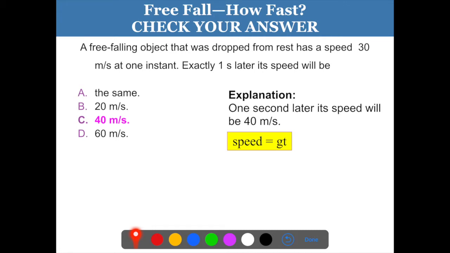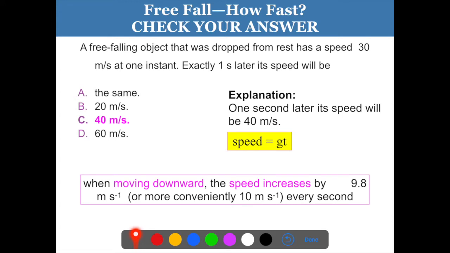But also, you don't have to do this calculation if you know that the acceleration is 10 meters per second squared. Then you know that every second the speed will increase by 10 meters per second. So when moving downwards, the speed increases by 10 meters per second every second. Or if you want to be more precise, the speed increases by 9.8 meters per second every second.